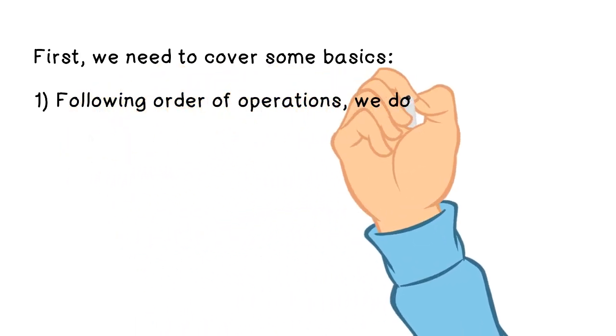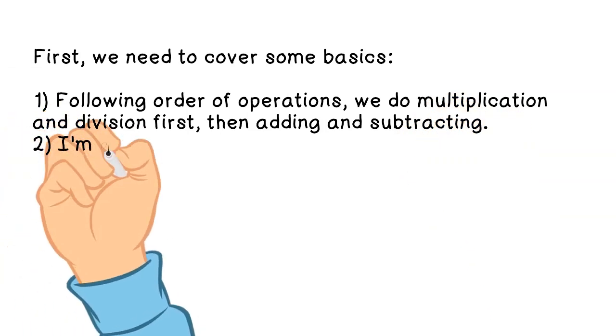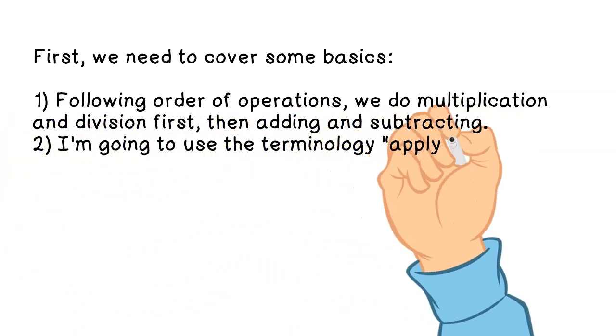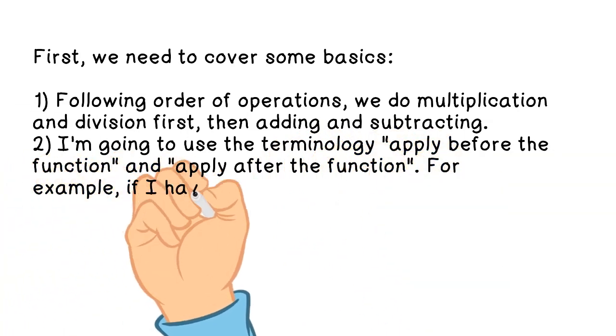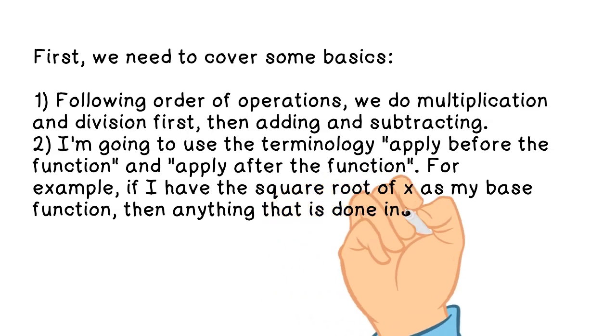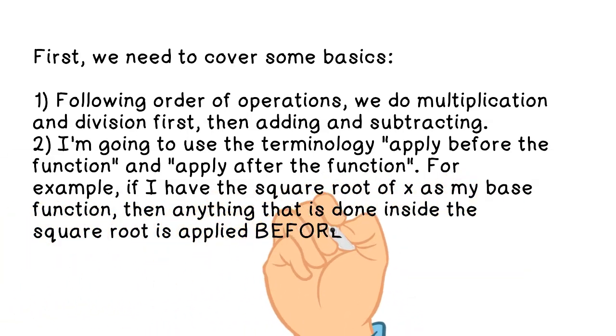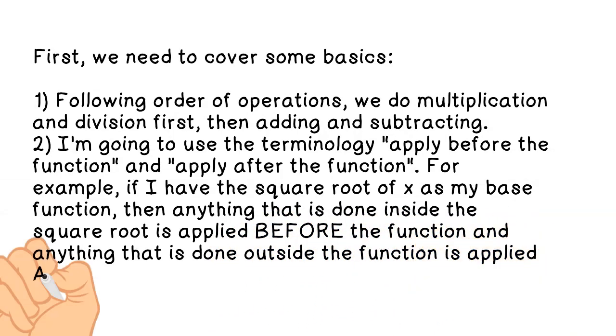Following the order of operations, we do multiplication and division first, then adding and subtracting. I'm going to use the terminology apply before the function and apply after the function. So for example, if I have the square root of x as my base function, then anything that is done inside the square root is applied before the function. Anything that's done outside the square root is after the function.